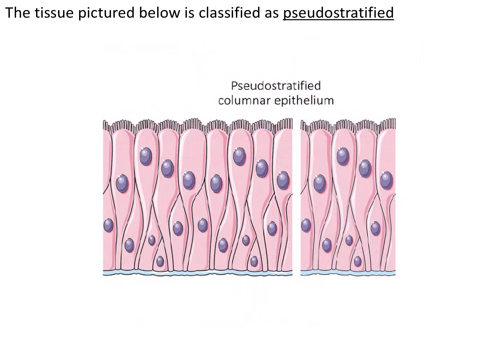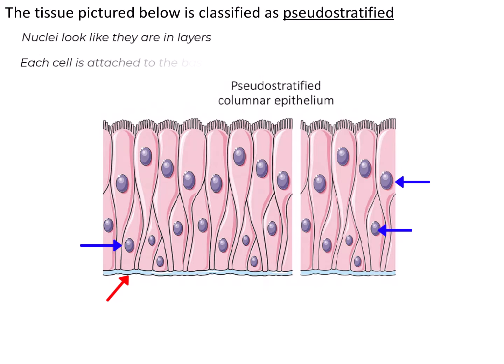There's one more type of epithelial classification, pseudostratified epithelium. When you first look at this, you should notice that the nuclei are in multiple levels, so the tissue appears to be stratified. However, each cell is attached to the basement membrane, so it is really a single layer of cells. We call it pseudostratified because it kind of tries to fake you out. This type of epithelium is found lining our respiratory passageways.